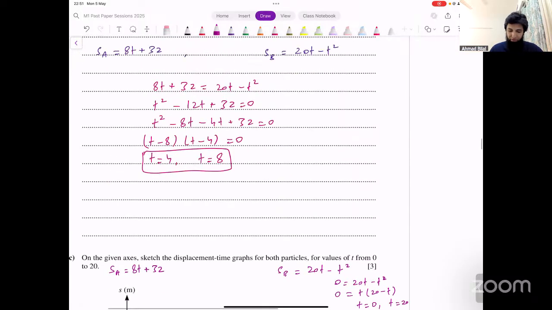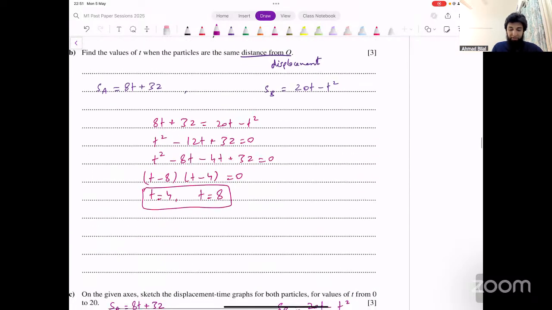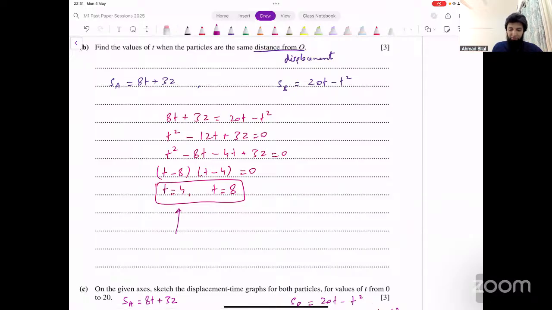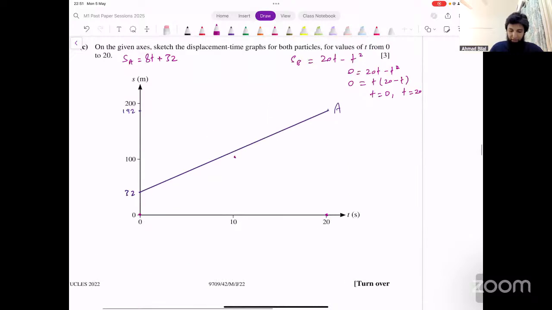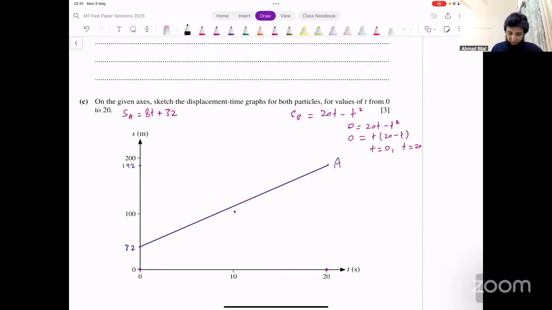Now, do they have any points of intersection? They have the points of intersection as well, right? They intersect when time is equal to 4, and they also intersect when time is equal to 8. So they intersect at these 2 points as well. At time equals 4 here, and at time equals 8 here, they will be intersecting. So there has to be a point of intersection here, another point of intersection here. So the graph would look something like this.